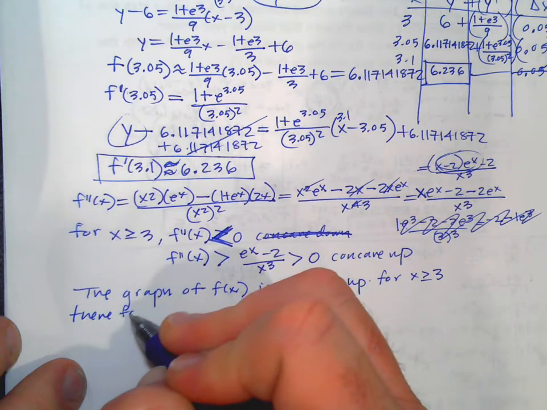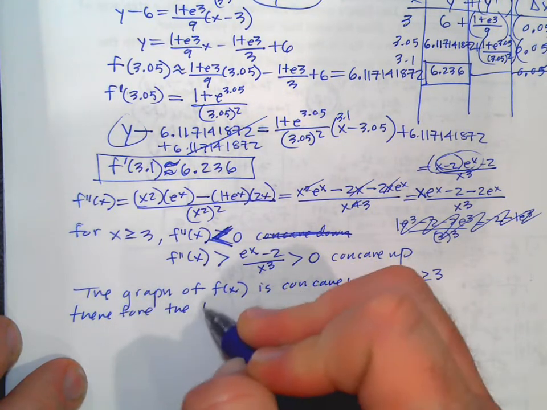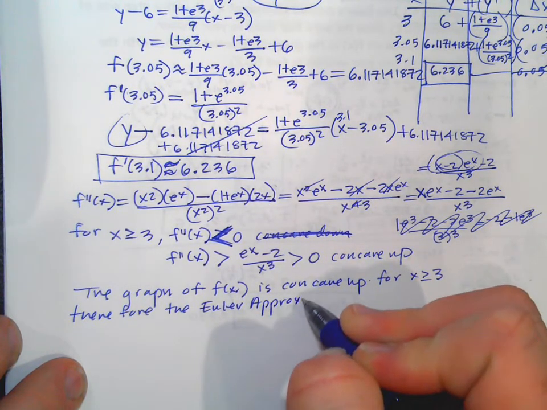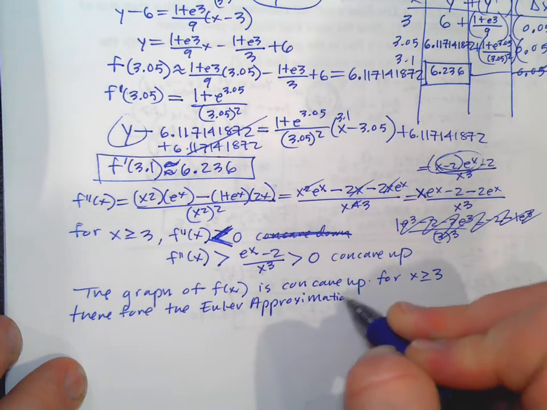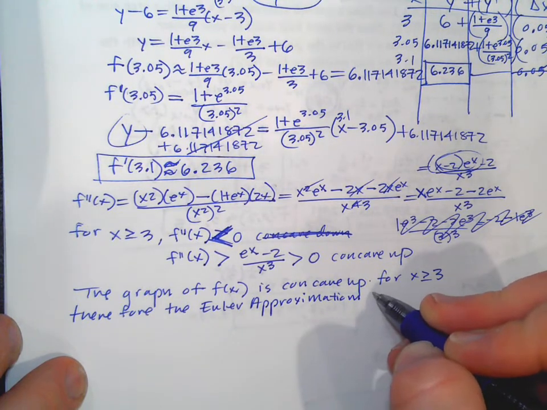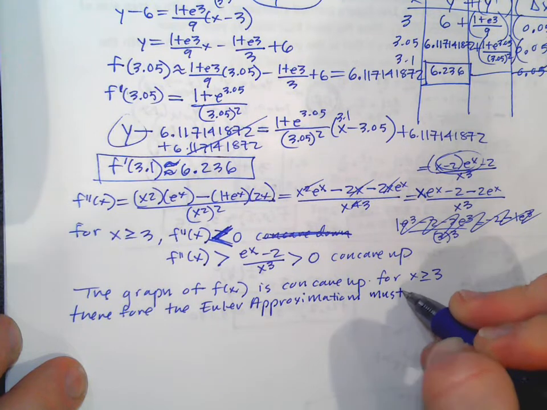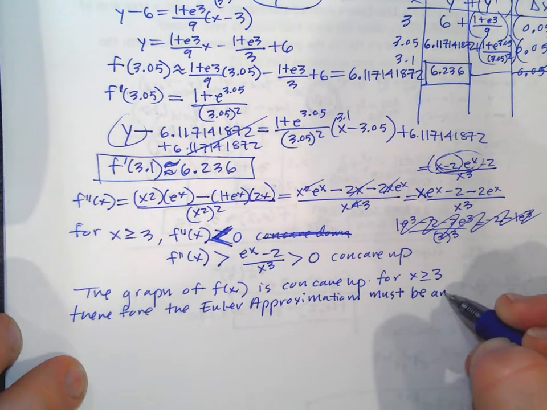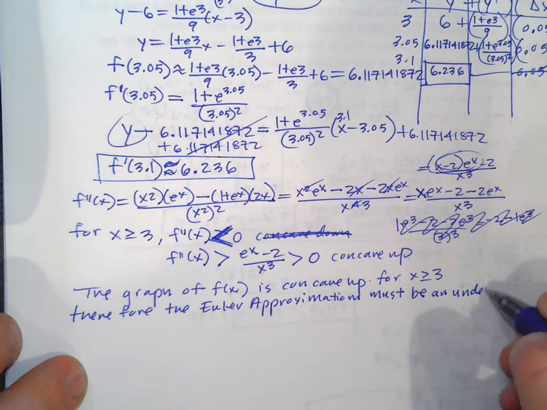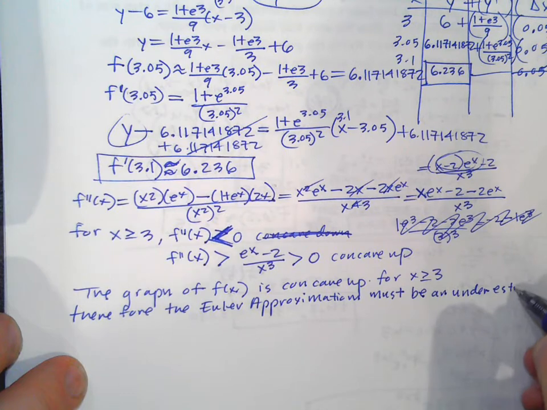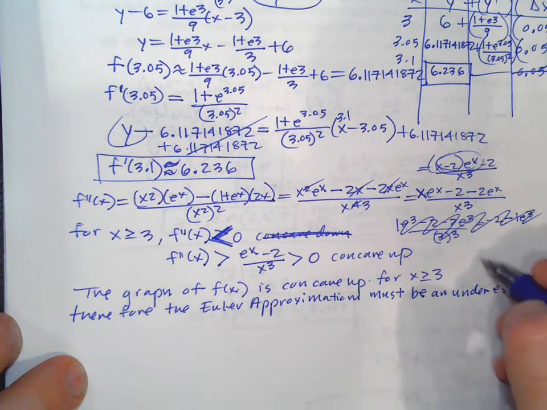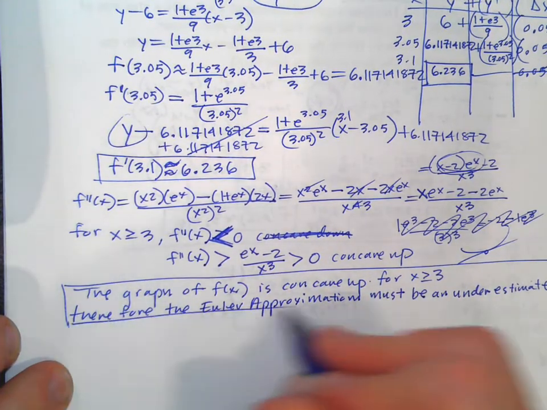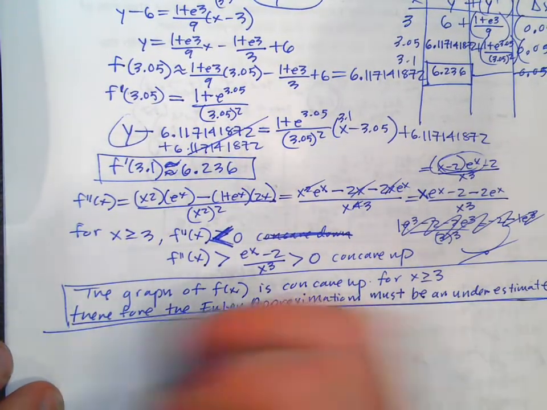Therefore, the Euler approximation must be an underestimate. Concave up, tangent lines below, it's an underestimate. So proving that derivative, that was just kind of weird. Okay.